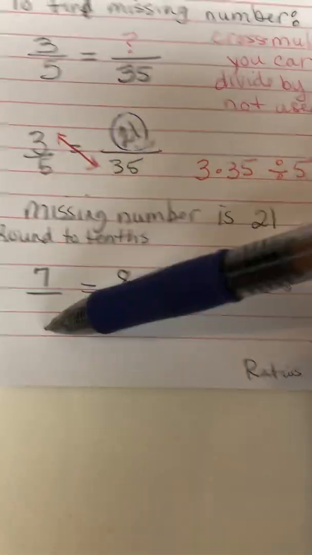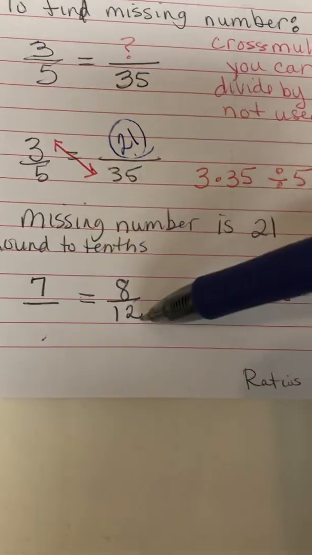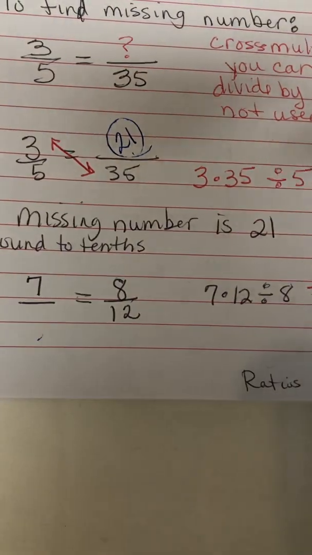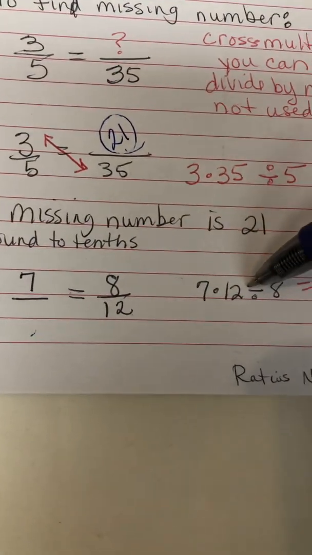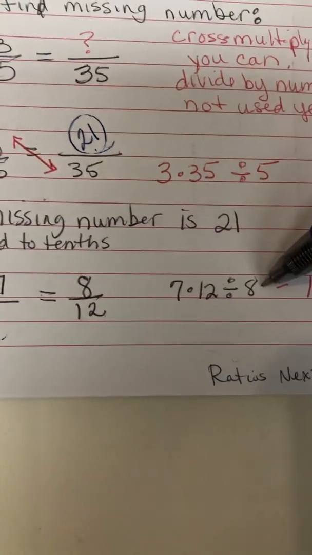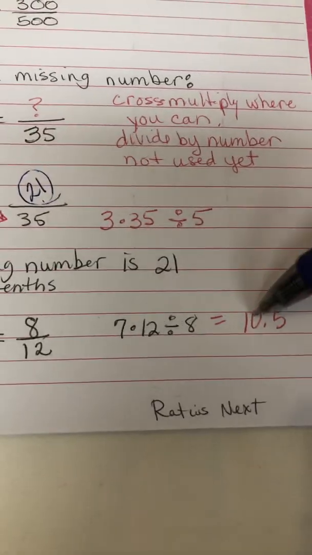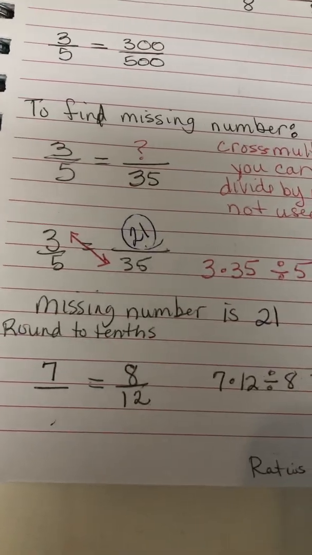If we had 7 over something equals 8 over something, again, cross multiply where you can, 7 times 12, and then divide by 8. And that would give you 10.5, or 10 1/2.